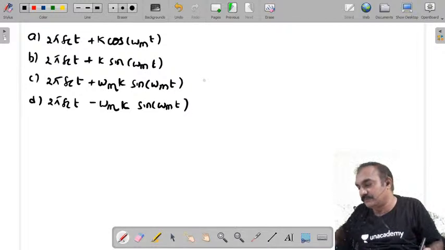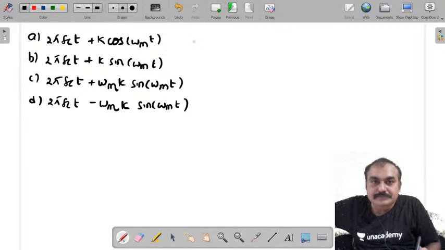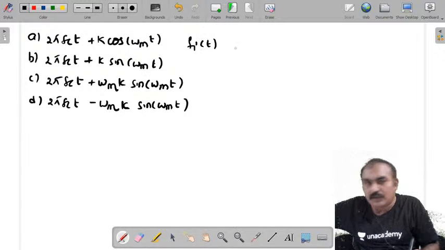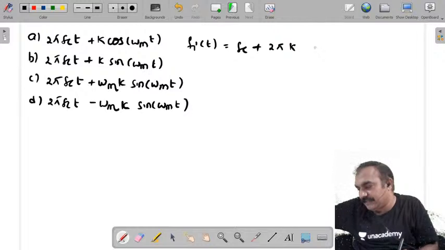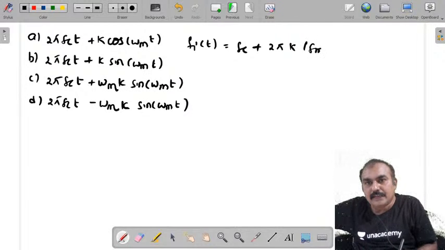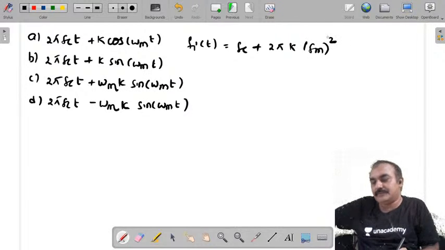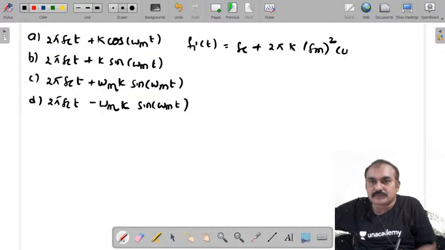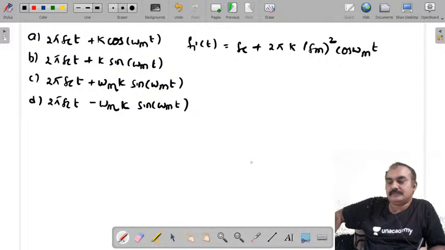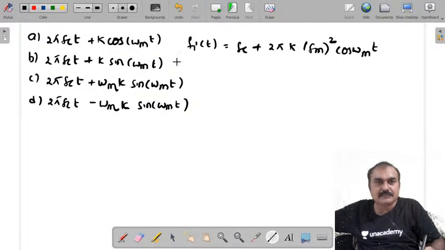You are writing the value. Fi of t equal to Fc plus, my dear students, 2 pi into K, he has given, into Fm square, into cos omega m into T, my dear students. He only given this term. Now keep these terms aside.